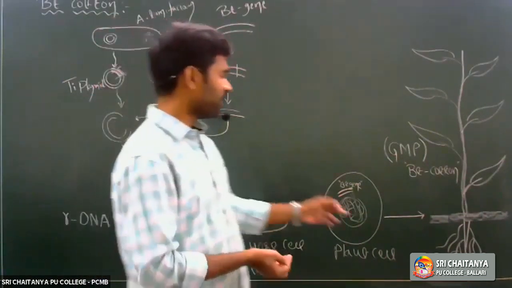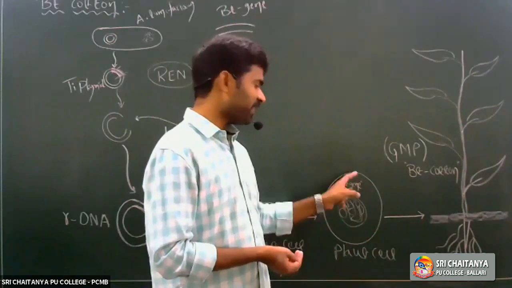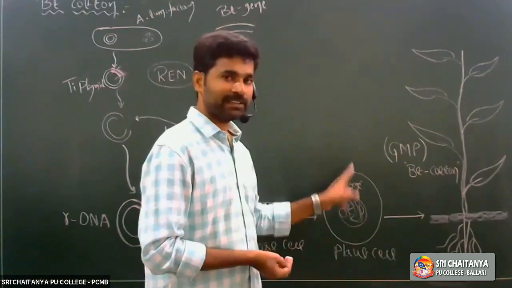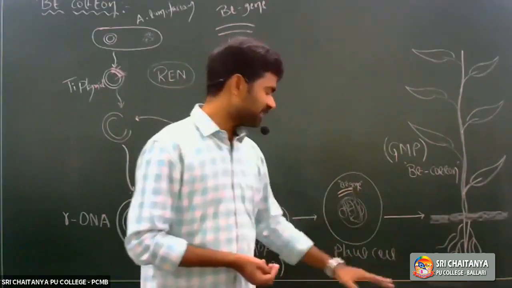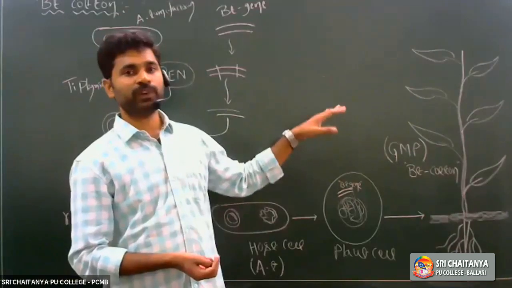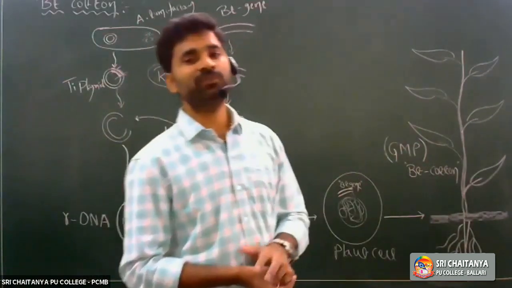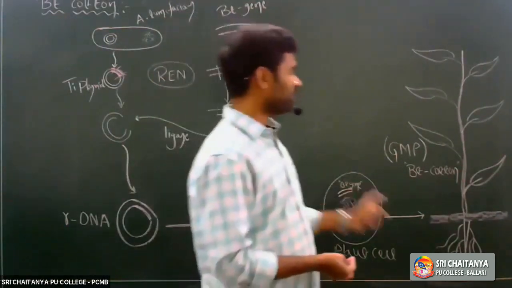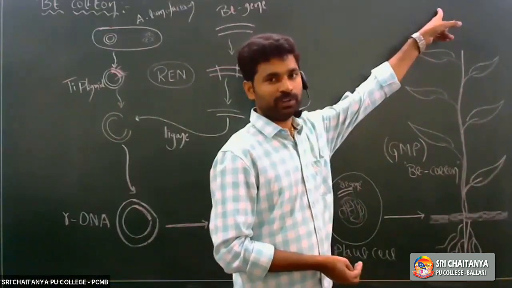Why do we call it a genetically modified plant cell? Because along with the plant genetic material, it has Bt genetic material also, bacterial genetic material. So when we culture the genetically modified cotton plant cell on nutrient medium in vitro, or laboratory conditions, it results in the formation of a new plant body.